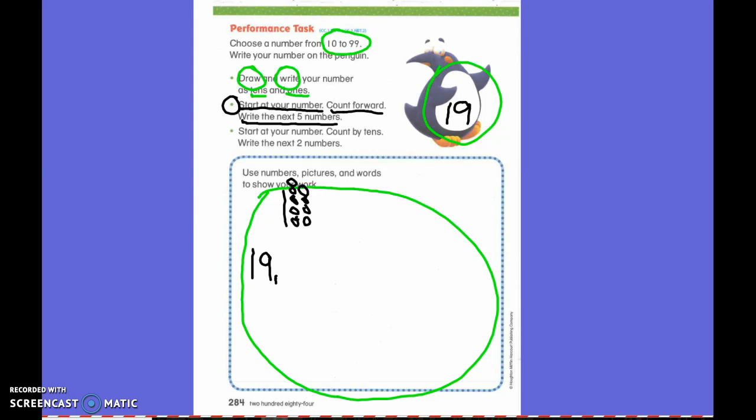So I'm going to write 5 lines. 1, comma, 2, comma, 3, comma, 4, comma, 5. I'm going to write the next 5 numbers. So what comes after 19? 20, 21, 22, 23, 24. Okay, so that's all I needed to do. Do you see how I drew 5 lines so I could fill it out?